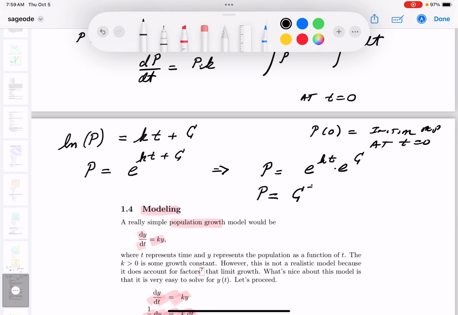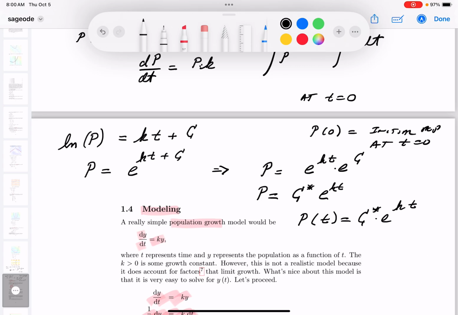I'm going to call it C star. I'm not sure what it is yet. So P equals C star e to the kt. P is now a function of time, and it's equal to C star times e to the kt. Now, k is a parameter, t is time, and I still don't know what C star is.